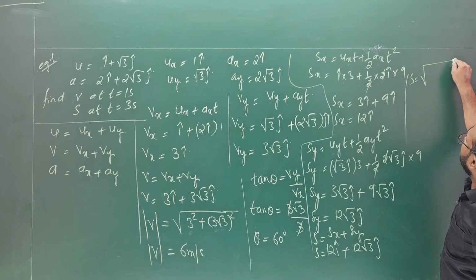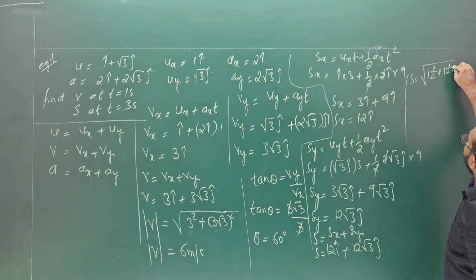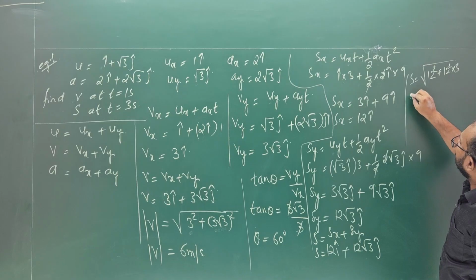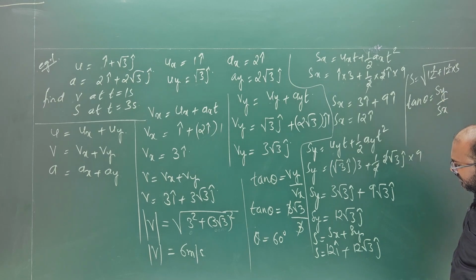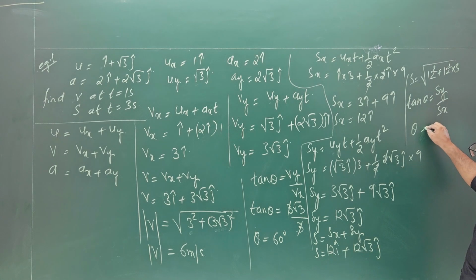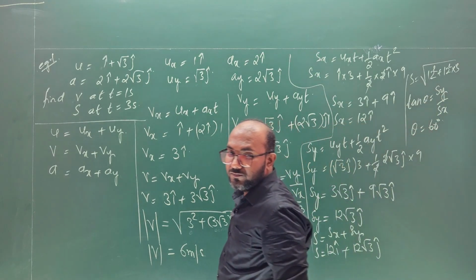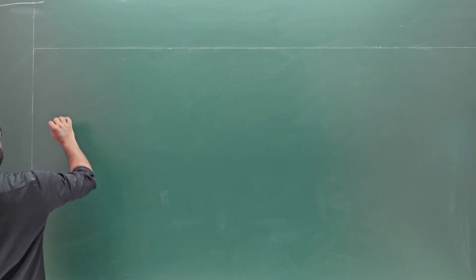S is equal to under the root of 12 squared plus 12 squared into 3, and if they are asking the theta, tan theta can be written as Sy upon Sx. Sy value is how much? 12 root 3, and this again theta is equal to 60 degree. Okay, this is how we generally do the answer. Write down fast. Okay, now try yourself.